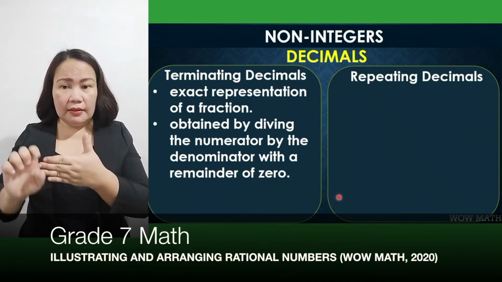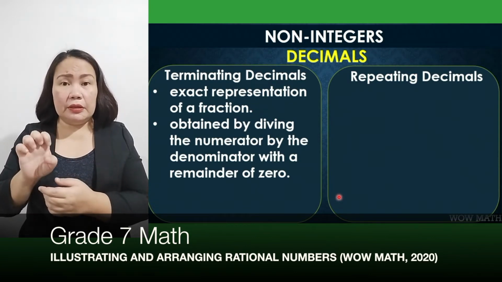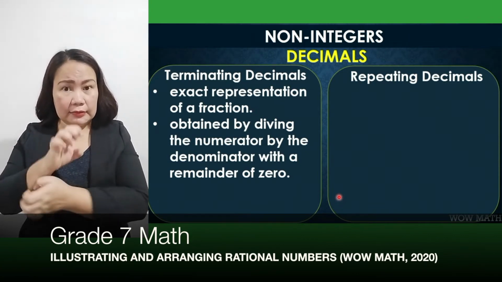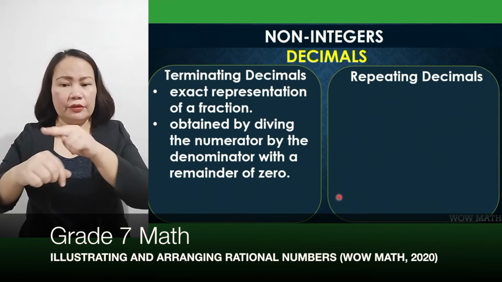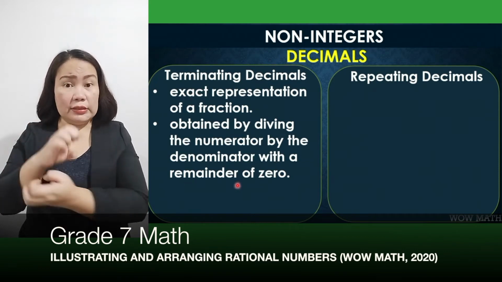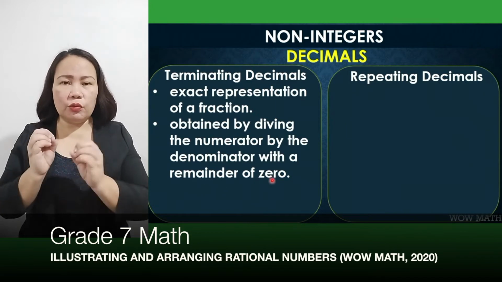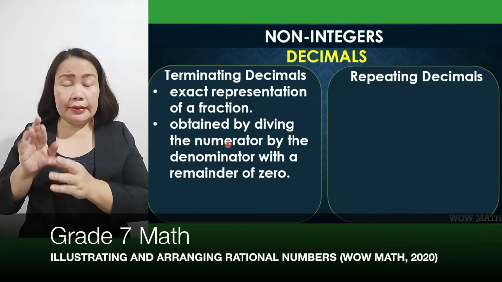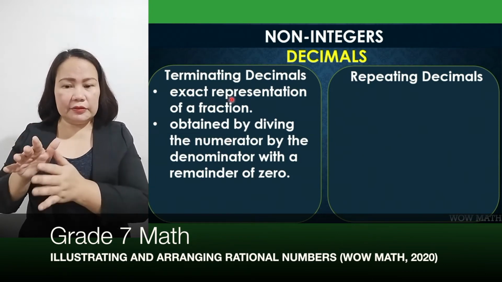Natatapos. Okay? So, meron siyang ending. When we say terminating decimal, natatapos siya. Exact. It is obtained by dividing the numerator by the denominator with a remainder of 0. Kaya nga ang sabi dito, exact, because there is no remainder. Ang naiiwan na remainder ay wala. 0. Wala siyang remainder kapag terminating decimals. That's why it is called exact representation of a fraction.